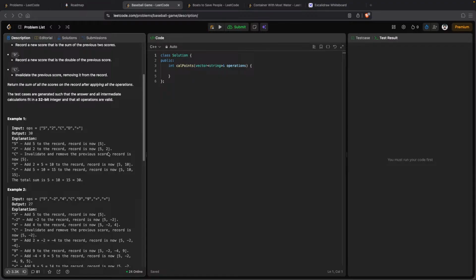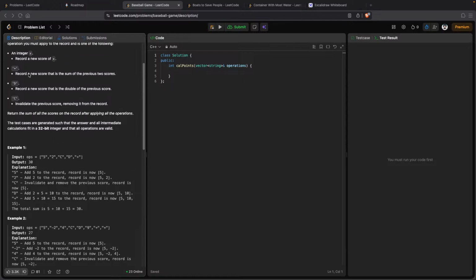That means you pop out the value if you find a C. And D, multiply 2 by 5 is 10, add to the record, record is now 5 10. Okay, 5 10. You will multiply by what do you multiply by?